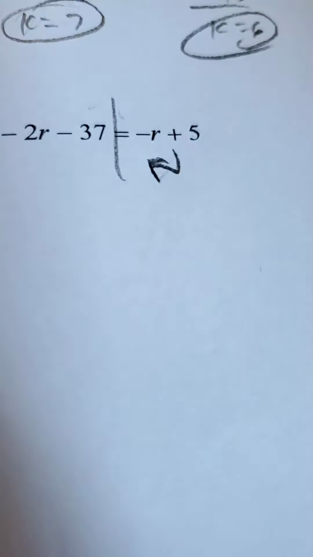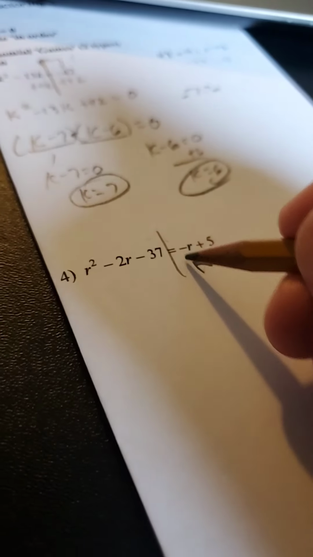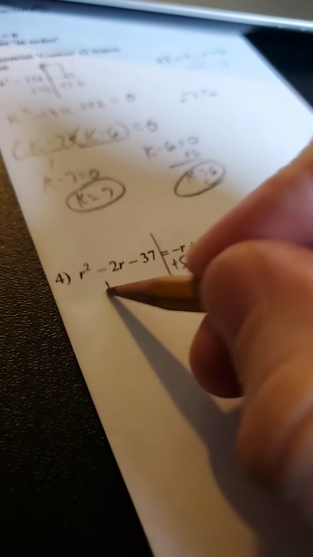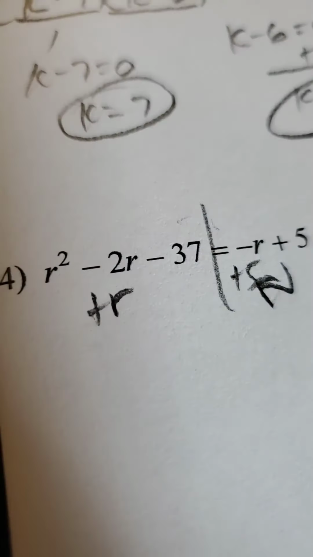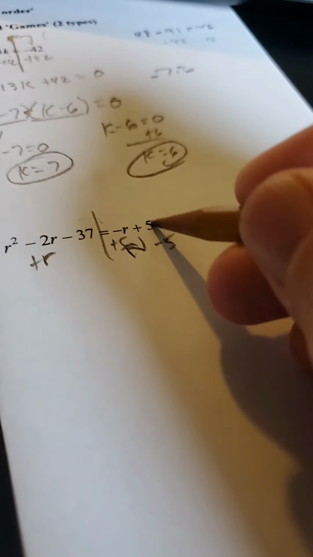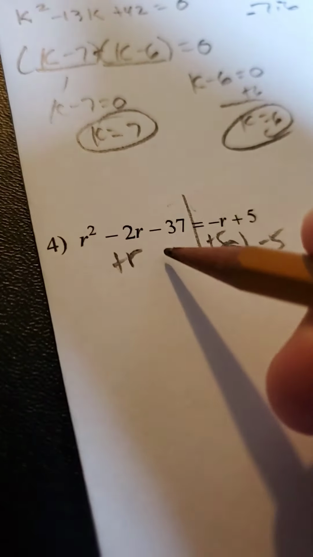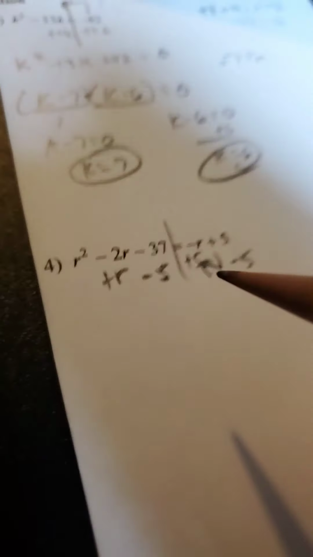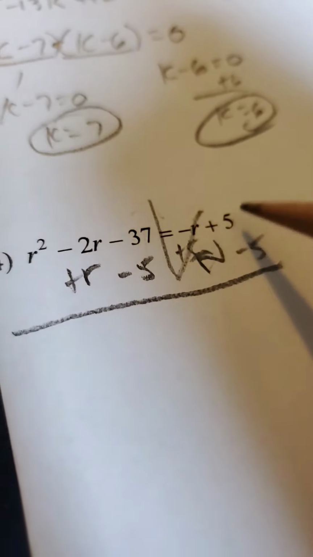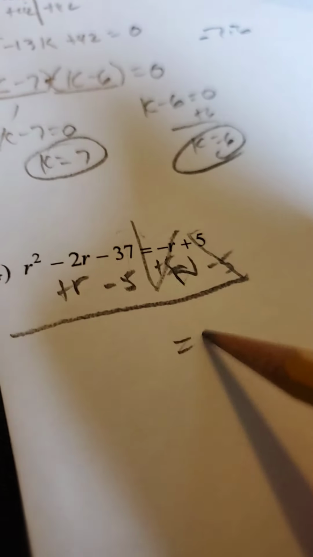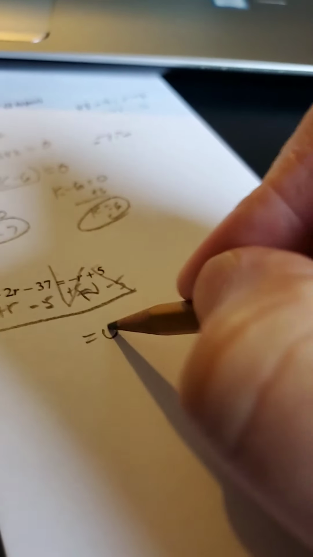I want to keep the r squared positive, so I'm going to move both of these guys to the left. The way I move an r is by adding r, and I'm going to add it to its like term. And I want to subtract the 5 from both sides to its like term. That cancels the r's, that cancels the 5, and my goal was getting 0 on that side.